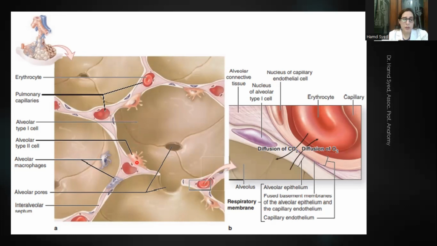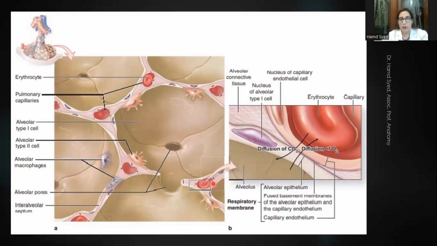Also, we can see some other cells over here, like these, you can see type 2 pneumocytes. They are cuboidal and they are projecting into the alveolus. And then, of course, some macrophages are also present in the interalveolar septi.